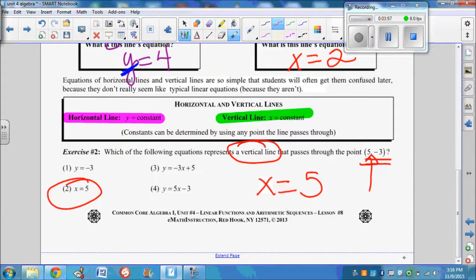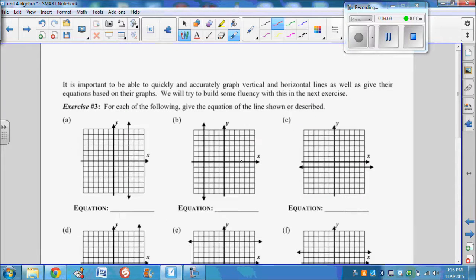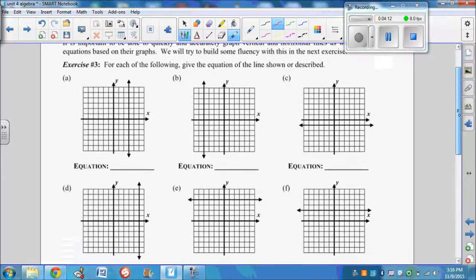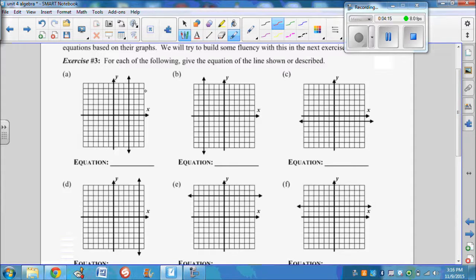Go ahead and flip the page. It says it's important to be able to quickly and accurately write equations of vertical and horizontal lines given their graphs. So let's become fluent with this, meaning they should become pretty easy to write. We've got this vertical line in A, so when it's vertical, it's going to be x equals, and what's the x value that it goes through? 1, 2, 3. So all the points along that line, whatever the coordinates are, the x part of the coordinate would always be 3. Letter B, again, it's a vertical line, and what does it go through? 1, 2, 3, negative 4.